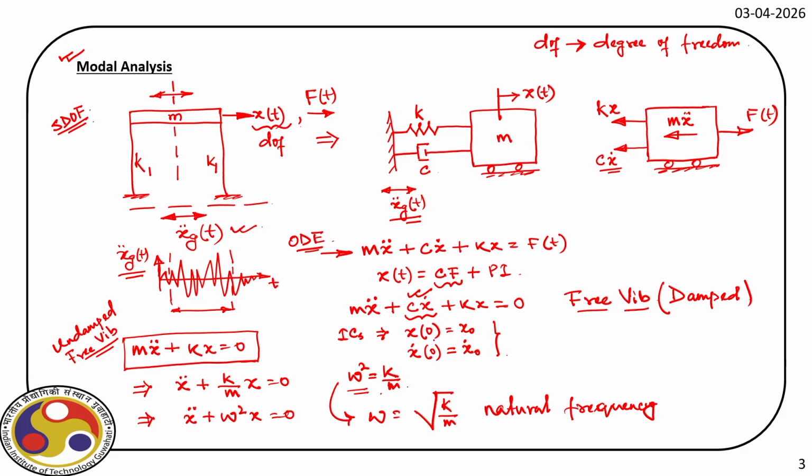Now, why is it natural? Because the moment we apply some initial condition and allow the structure to vibrate, the structure will vibrate with this frequency, and hence it is called the natural frequency. It is not the driving frequency. The forcing function can have a frequency, and that is the driving frequency, which is not this frequency, obviously.